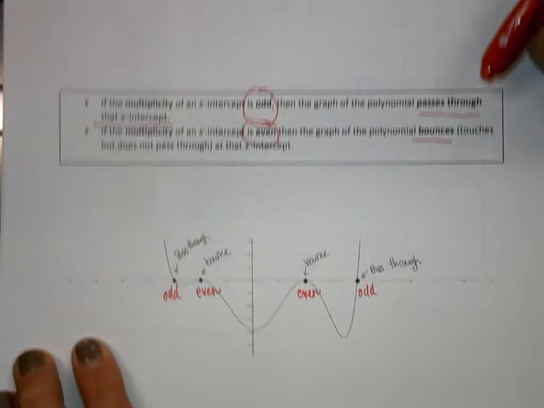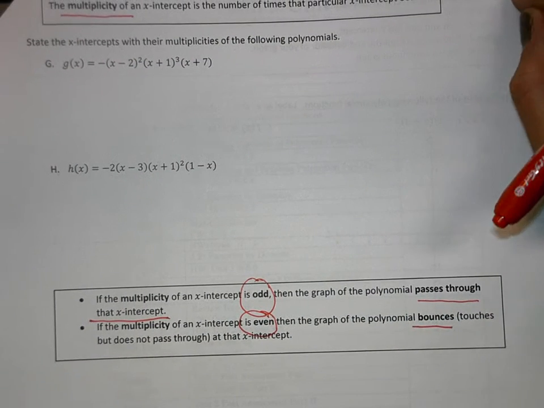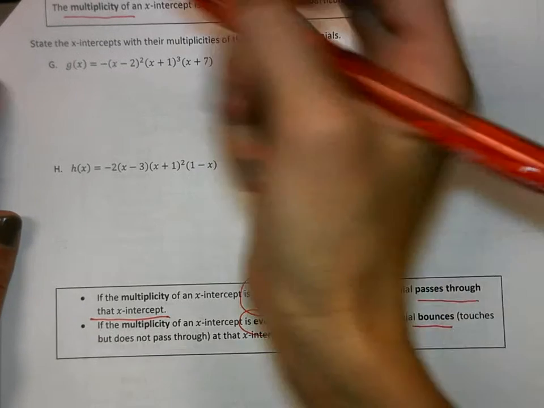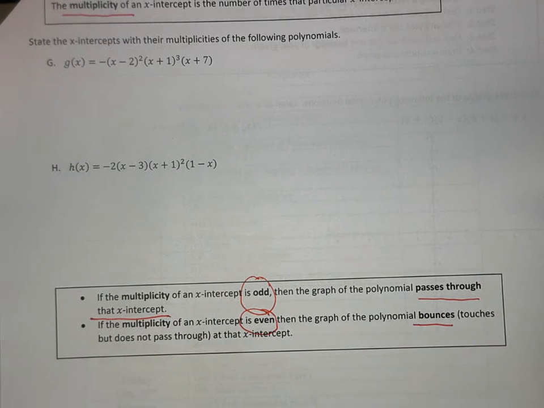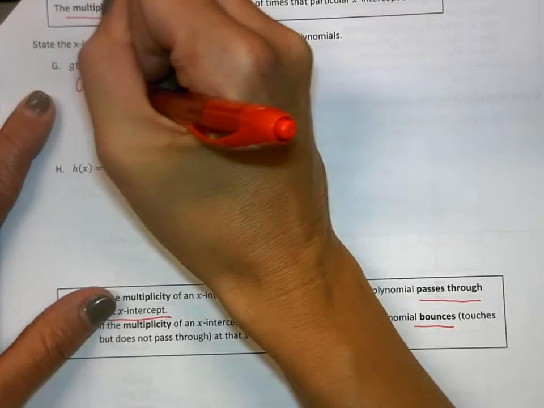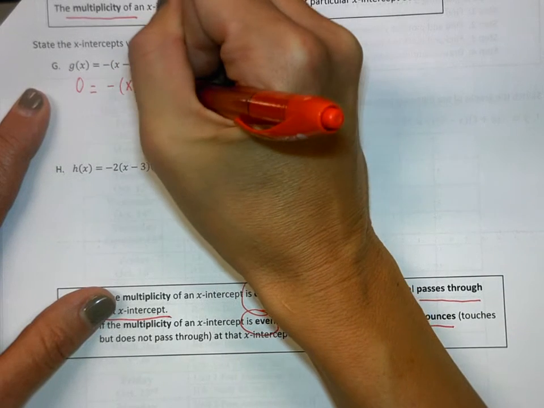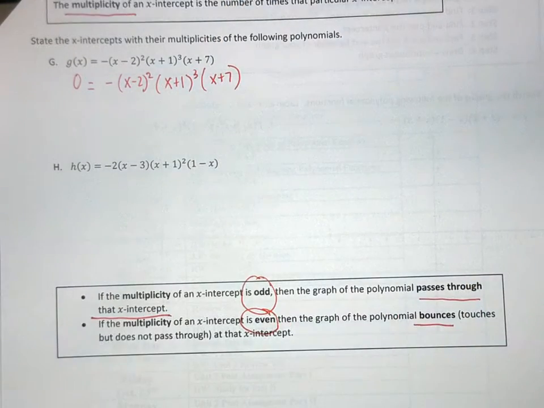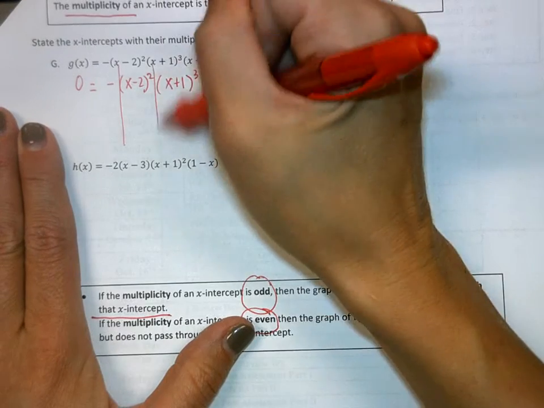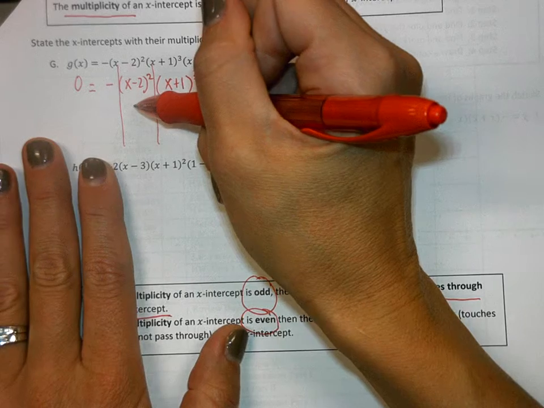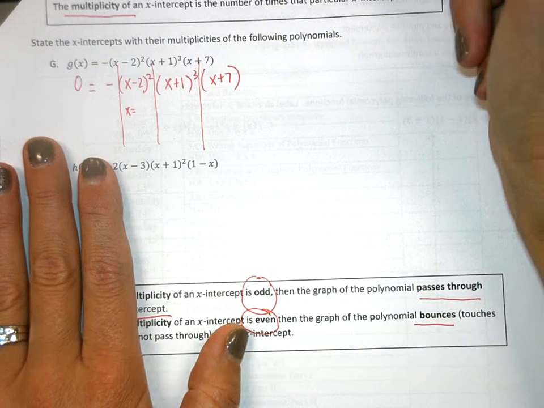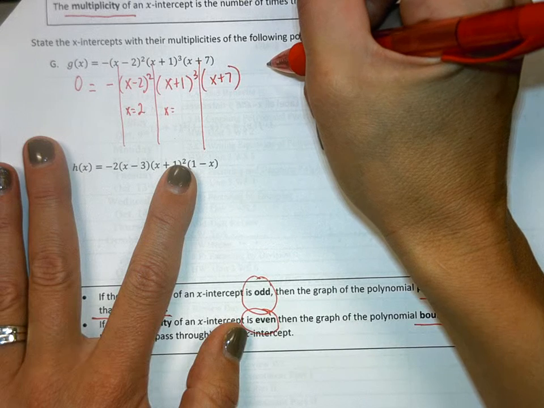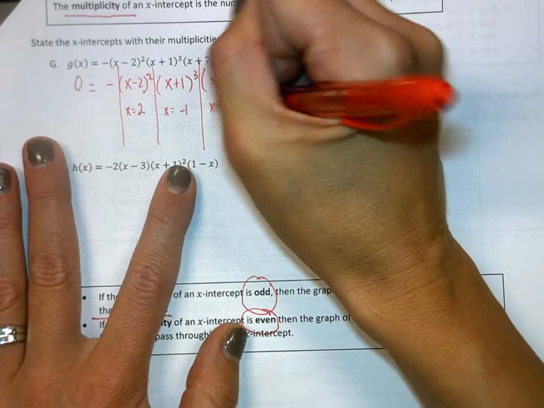Okay. So if we go up here to these, we need to state the x-intercepts and what their multiplicity is. So in order to find the x-intercepts, what do we do? Okay, we're going to plug in 0 for y and solve for x. So we have 0 equals negative x minus 2 squared times x plus 1 to the 3rd power times x plus 7. When we set these equal to 0, okay, we end up for this one, we will get x equals what? 2. For this one, we're going to get x equals -1. And this one will be x equals -7.